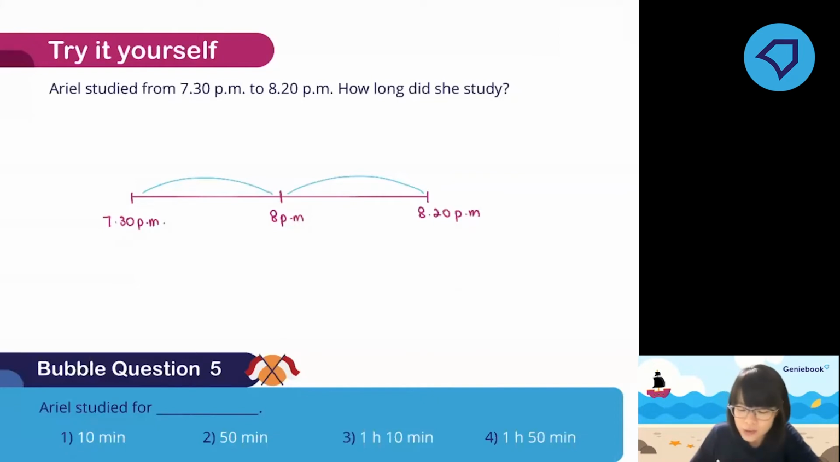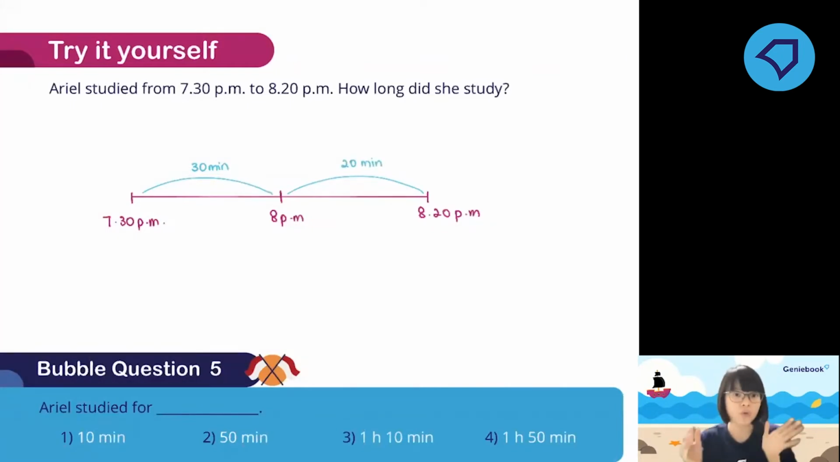Draw out the timeline. So from 7:30 to 8 p.m., can anybody help me out over here? 7:30 to 8 p.m. is how many minutes? 7:30 to 8 p.m. 30 minutes. Thank you very much, Julia. Thank you, Sophie and Lord Florence as well. 30 minutes, okay? And then from 8 p.m. to 8:20. 8 p.m. to 8:20 would be 20 minutes.